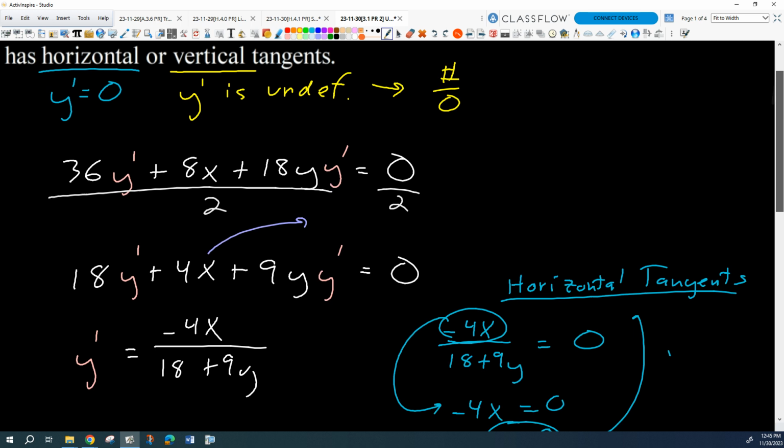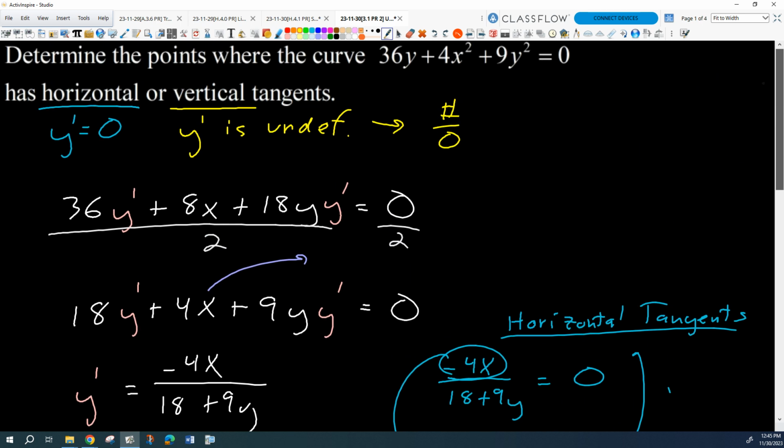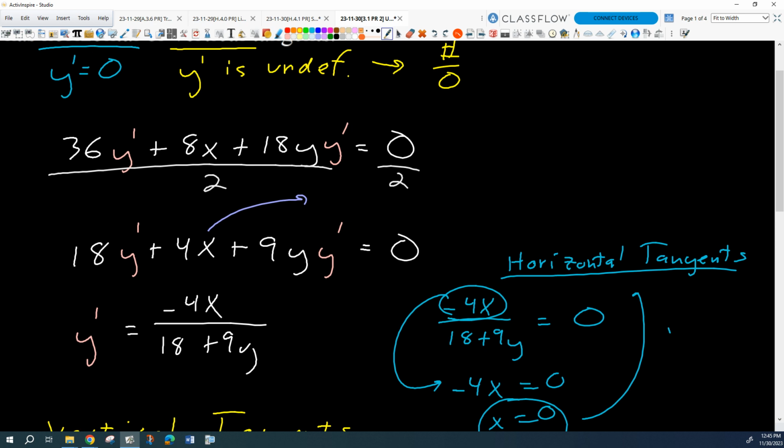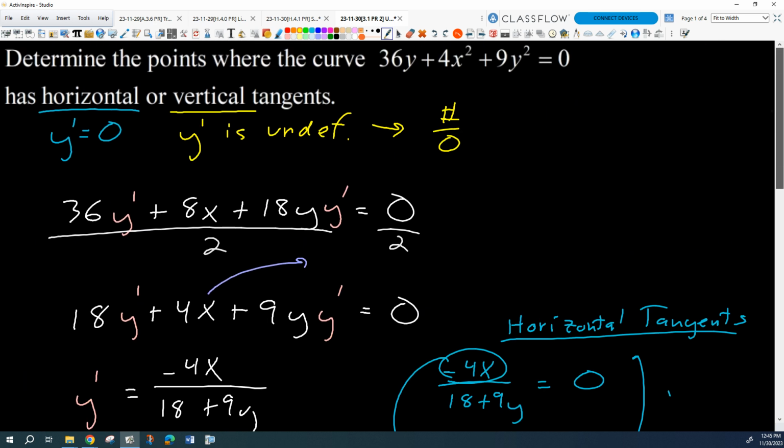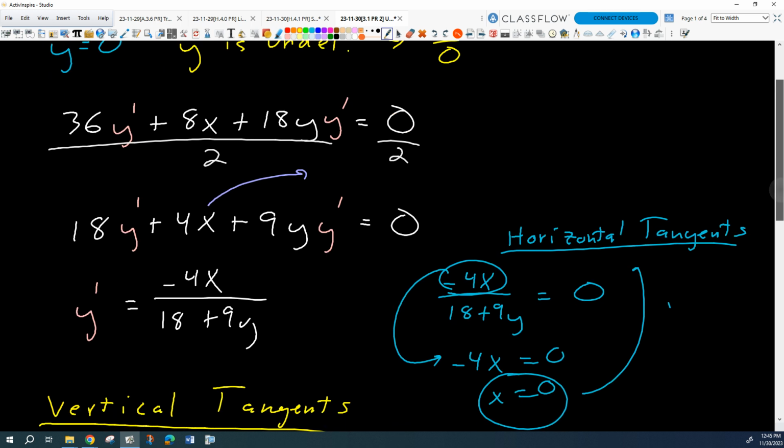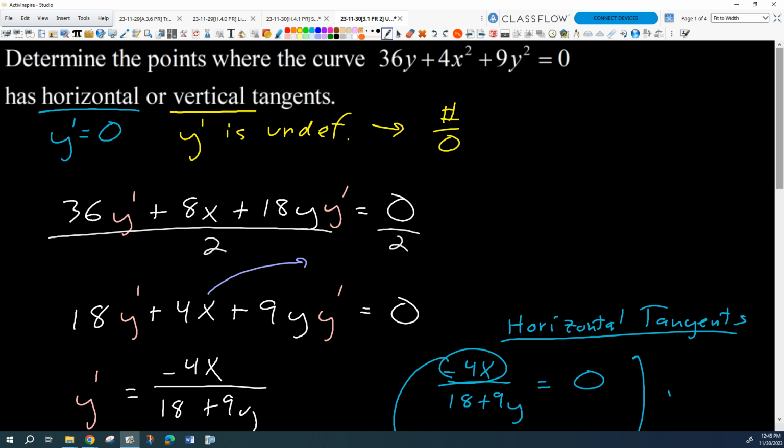We want to determine the points. So we found an x value for where we had horizontal tangents. We found a y value for where we had vertical tangents. Let's go back to the horizontal tangents. We need to find an ordered pair. So what am I going to do with that x value to find the y value? Yeah, I got to go back to the original equation, right? We've got this curve that's defined by this equation up here.